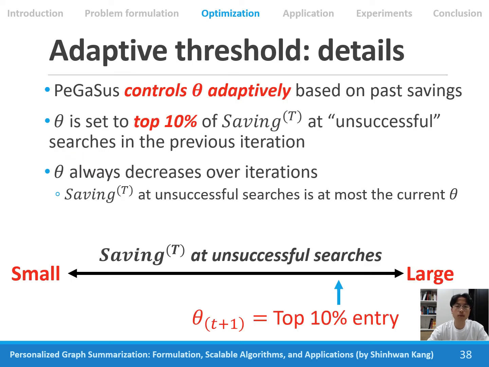Specifically, we collect the savings at unsuccessful searches where the saving does not exceed the threshold. Then we use the top 10% entry of the collection as the threshold at the next iteration. This way of updating the threshold decreases the threshold adaptively based on the distribution of savings at each iteration.